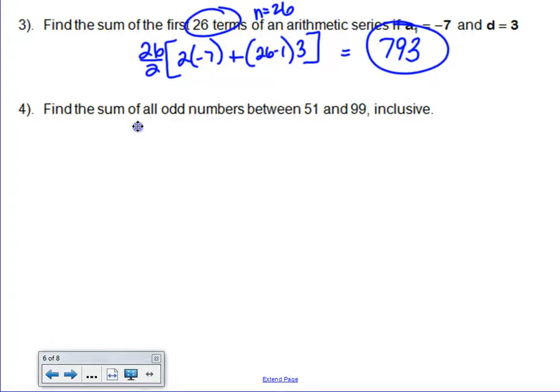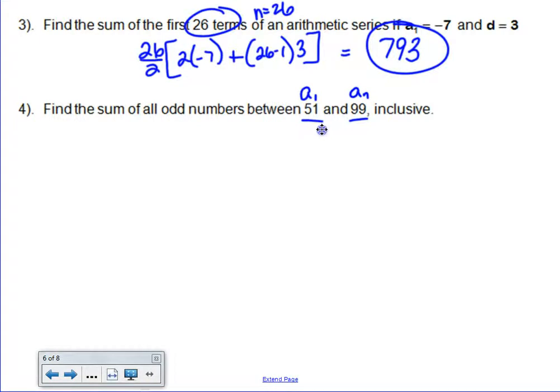Now, number 4, they want the sum of all odd numbers between 51 and 99 inclusive. Now, a couple of different ways to realize this answer. I know I have my first and my last number, and the other thing we need to figure out is how many numbers I really have.